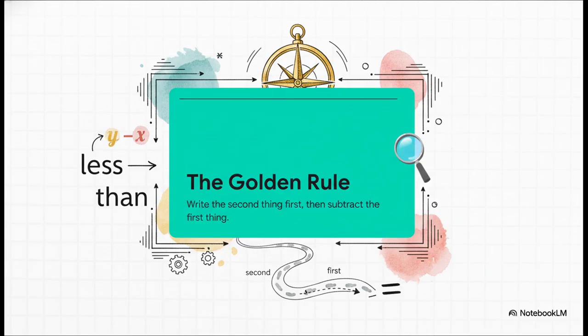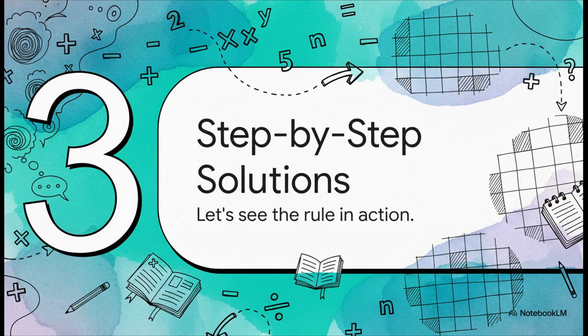When you see one of those turnaround words, you write the second part of the phrase down first. Then you put in your operation, the minus sign, and then you write the first part of the phrase. Second part first, first part last. If you only remember one thing from this, make it that. All right, enough theory.